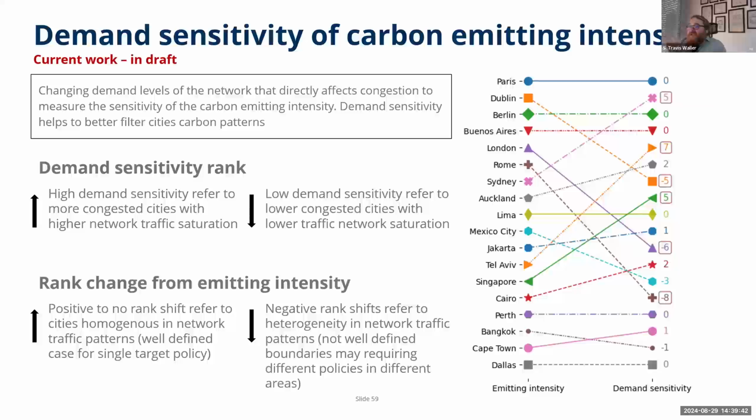And you can see that the rankings would change. So just on these cities as an example, if you look at the emitting intensity on the left and rank them just in terms of their total carbon emissions versus the demand sensitivity, the carbon gradient, that slope. Some of them stay the same. Paris is just high, Dallas is just low in a way.